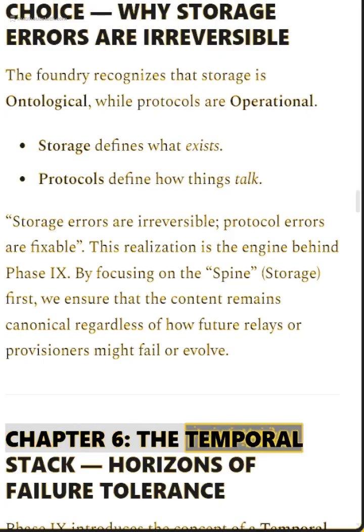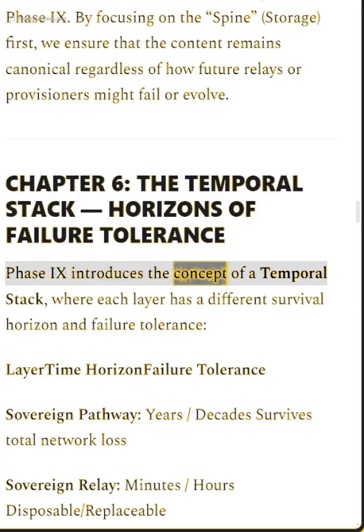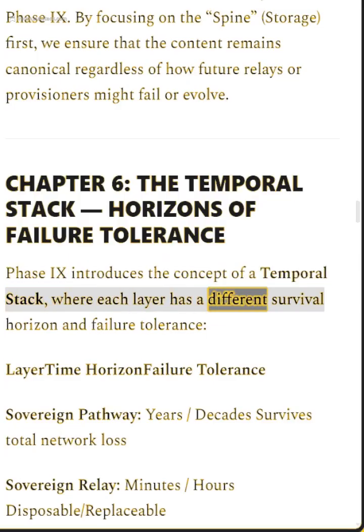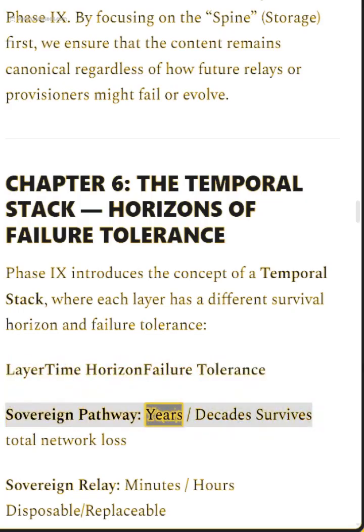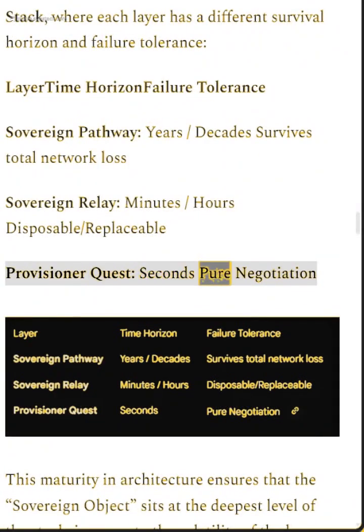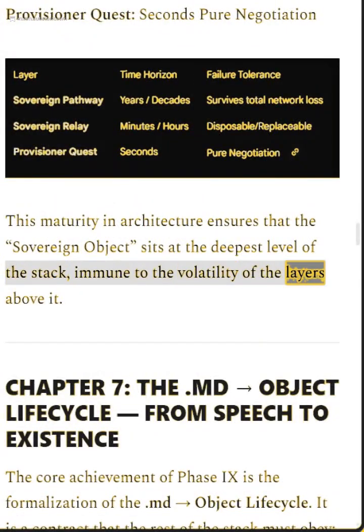Chapter 6. The Temporal Stack, Horizons of Failure Tolerance. Phase 9 introduces the concept of a temporal stack, where each layer has a different survival horizon and failure tolerance. Layer, time horizon, failure tolerance. Sovereign pathway: years/decades, survives total network loss. Sovereign relay: minutes/hours, disposable/replaceable. Provisioner quest: seconds, pure negotiation. This maturity in architecture ensures that this sovereign object sits at the deepest level of the stack, immune to the volatility of the layers above it.